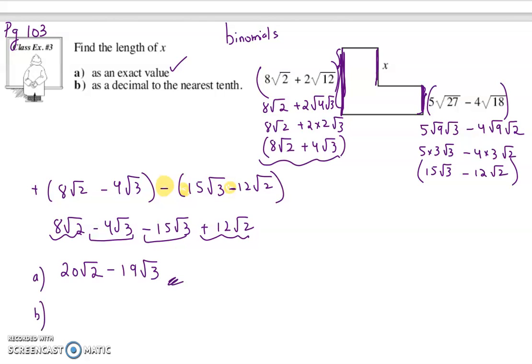But for it to be in decimals, I would need to put this in my calculator, simplify it, and round it to the nearest tenth, which means 1 decimal place. Make sure you're doing your rounding correctly, and that should end up to be 9.2.